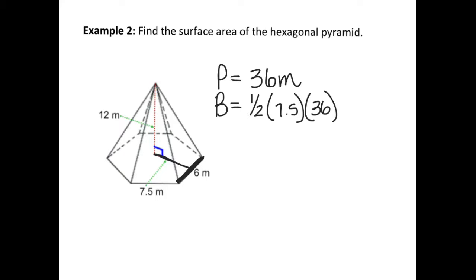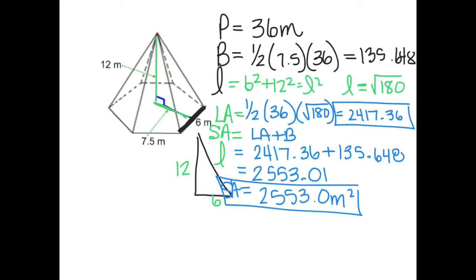The next thing I'm going to do is look for the slant height. When I think about the slant height, I'm using this measure here as 6, this measure here as 12. So this is my slant height. So I want you to pause and go ahead and find your slant height, then find your lateral area and your surface area, and let's see how you did.